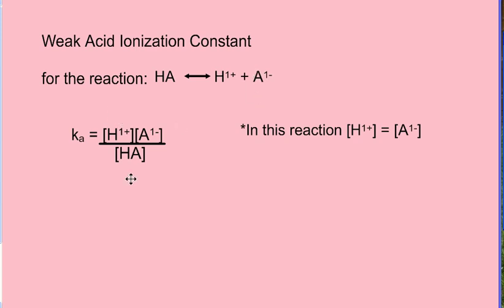So the acid ionization constant, Ka, is given by the concentration of H plus times the concentration of the anion divided by the concentration of the acid that hasn't dissociated. And all of those are aqueous, so all of those concentrations are included in the expression. And because of stoichiometry in this example, the concentration of H plus will be equal to the concentration of A minus.